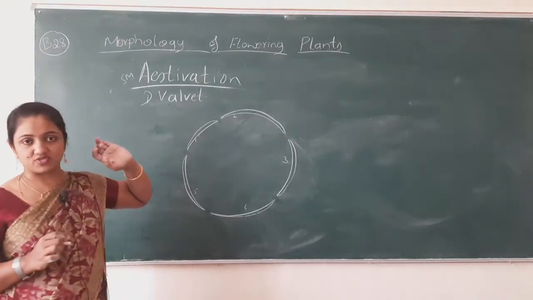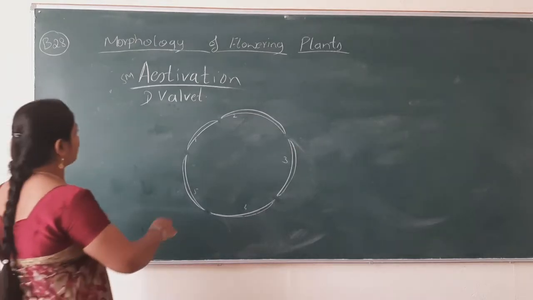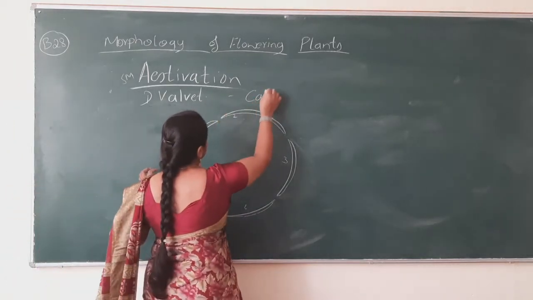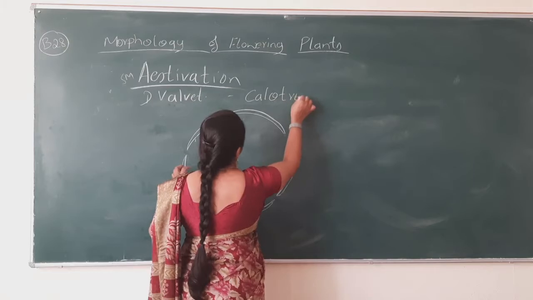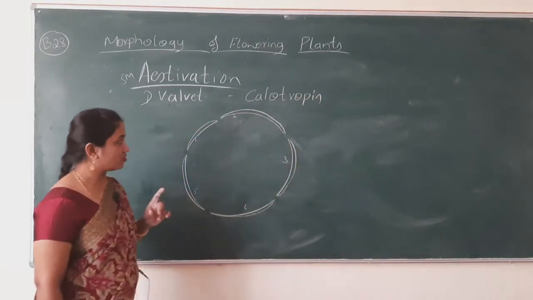That's all, my dear students. You have to give one example for this. The example for valvate estivation is Calotropis. Plant name, it is actually Calotropis.